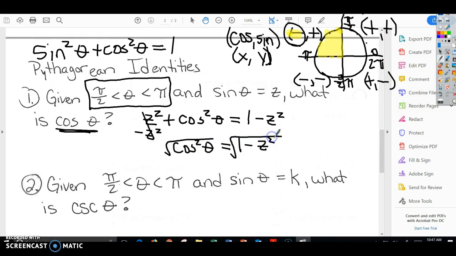Take the square root. Cosine of theta equals plus or minus the square root of 1 minus z squared. Now, we're done except that when we have plus or minus here, this one we know will be negative because of the quadrant it's in, and that's the only reason. All right, the next one is asking for the cosecant if the sine is given.